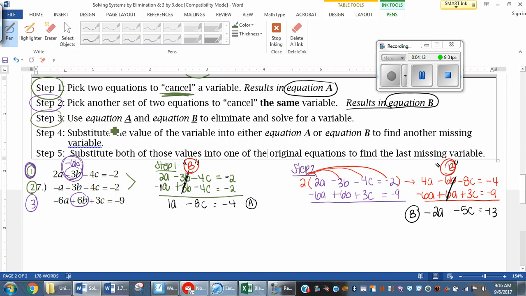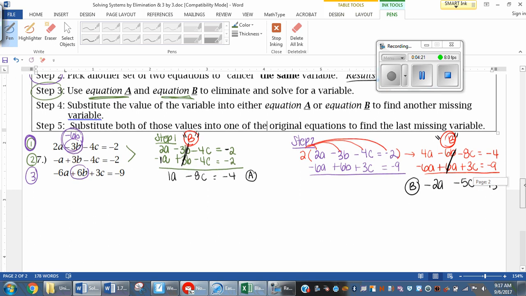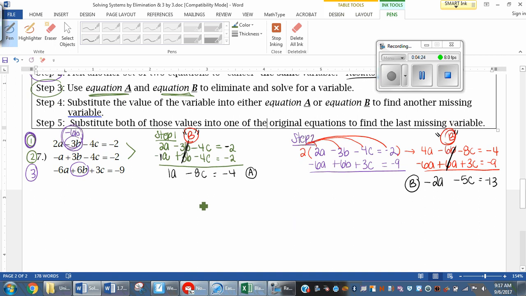Step 3 says, now use this equation A in black and equation B in black again, and we're going to eliminate another variable. So what I'm going to do is let's stack, and this is step 3 now, so I'm going to rewrite them. 1a minus 8c equals negative 4. This was resulting equation A. Equation B, I'm going to move it over as well so that my variables and my like terms are sitting one on top of the other. Okay, so we need to analyze them. Our goal in step 3 is to eliminate another variable.